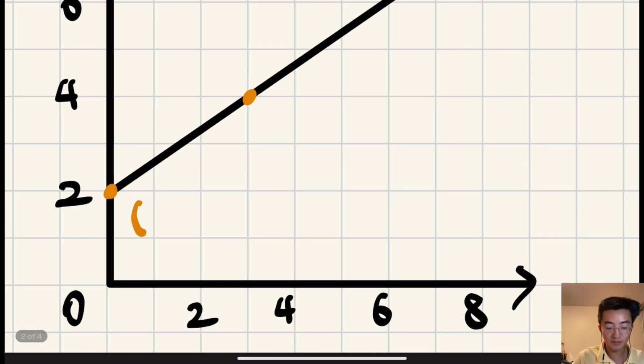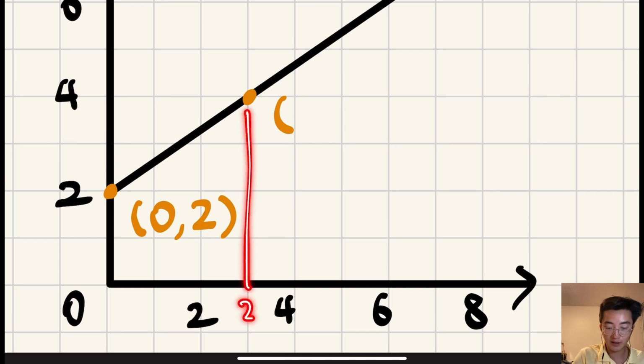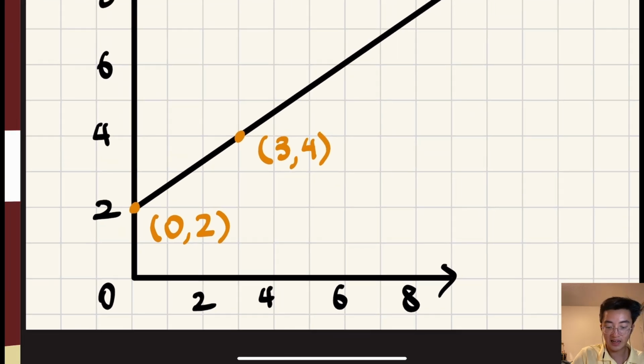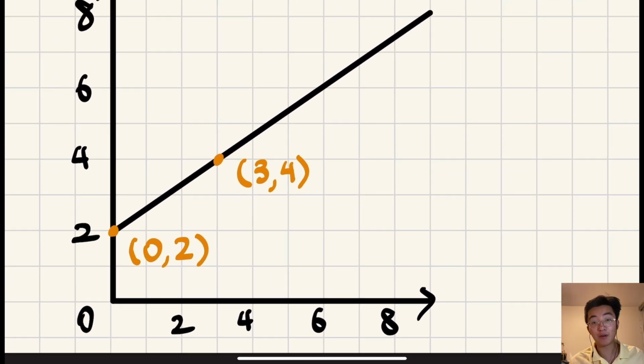From here, this is our y-intercept. So the x is 0, the y is 2. This point right here, we can see that x is 3, and y is 4. And now we want the changing y and the changing x. So we start from the point on the left and look at how much it changes to the point on the right.